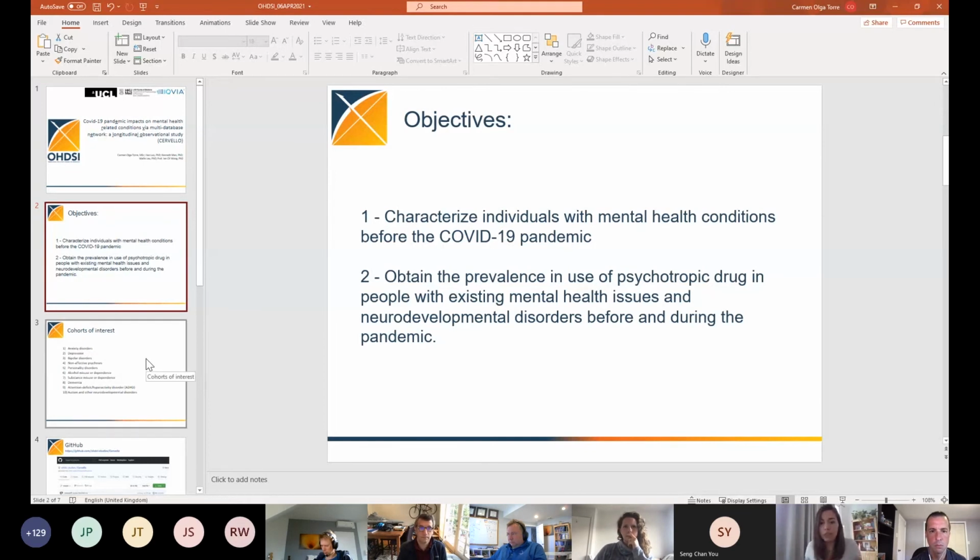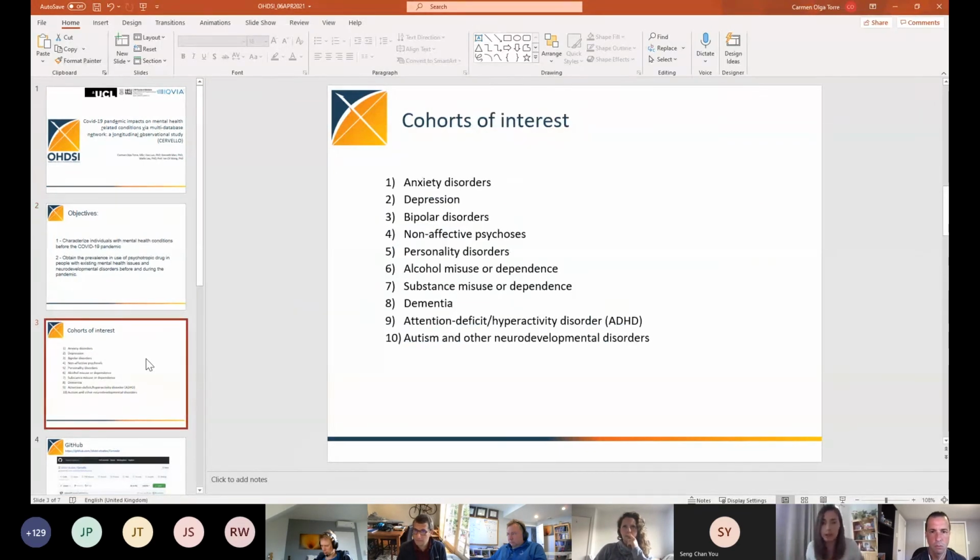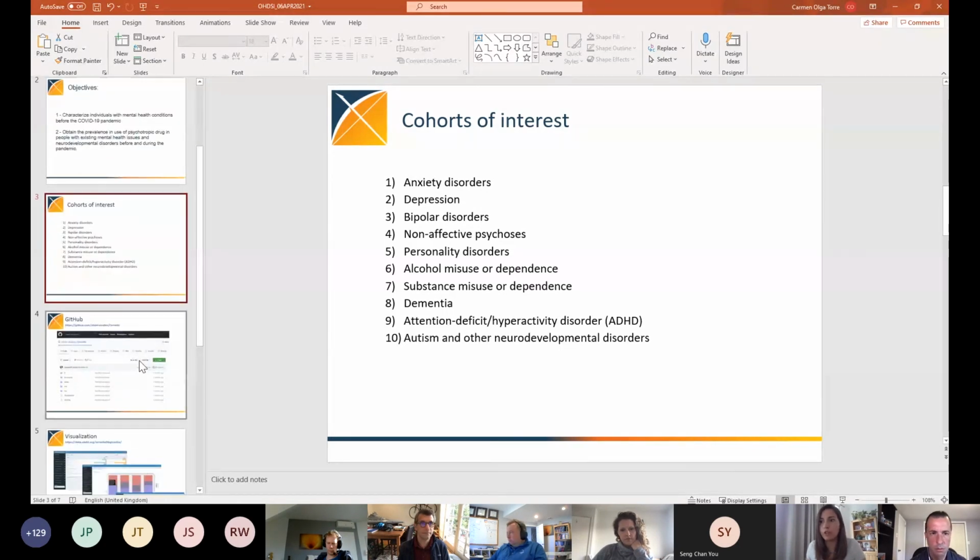So the first challenge for our study was to assess which were the causes of interest. So we identified 10 causes of interest that will represent patients with mental health conditions. Those conditions can obviously overlap, so they are not mutually exclusive, and our objective was to identify the 10 most common mental health conditions.